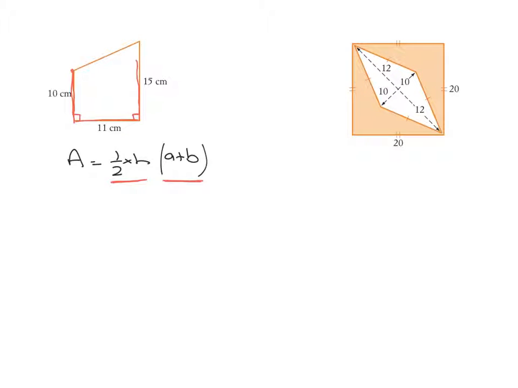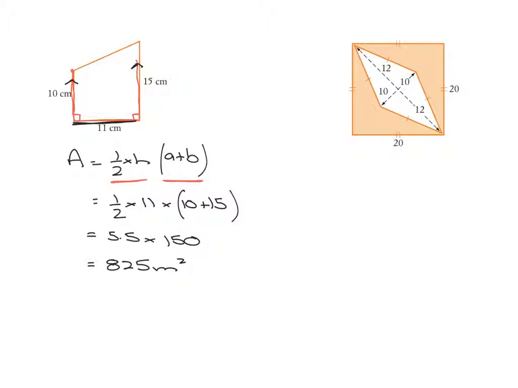So when I go to work this out, the height is always in between the two parallel sides. There should actually be little arrows there because those two sides are actually parallel. So it's half of the 11 times A plus B, which is 10 plus 15. And then you just work it out. And we get the answer 825 square metres.